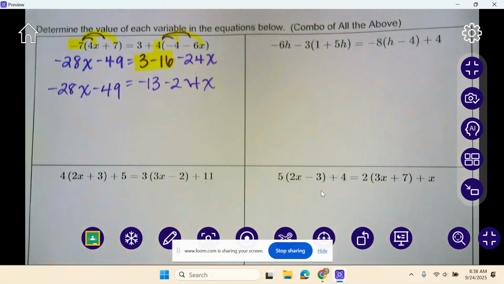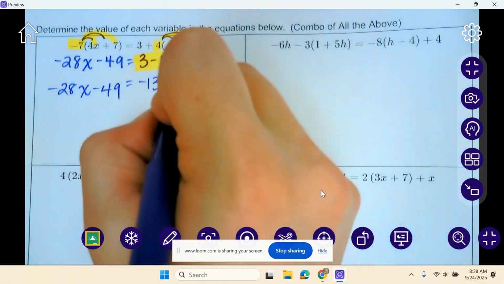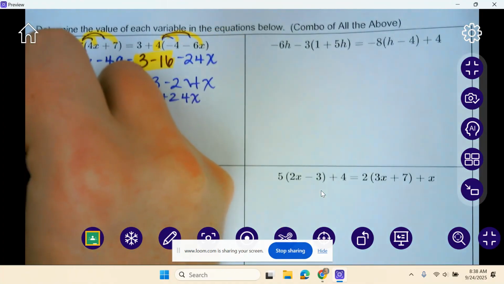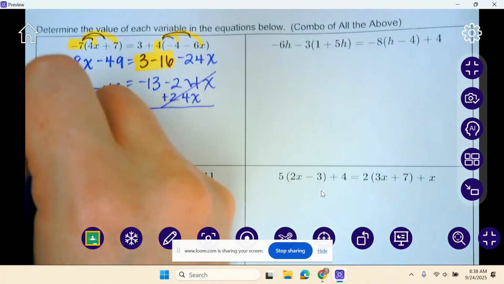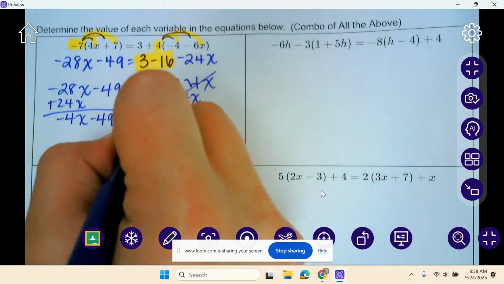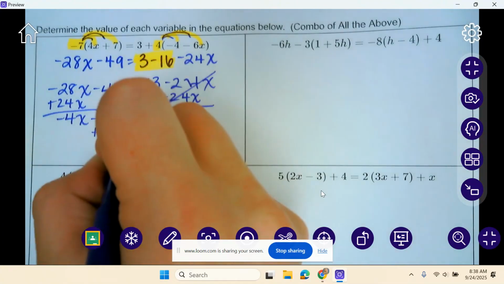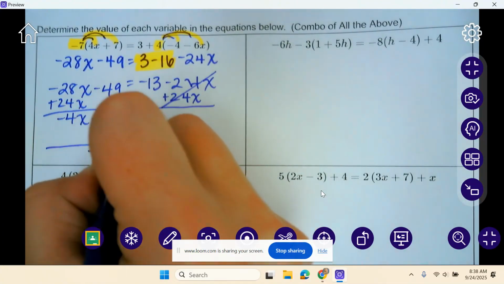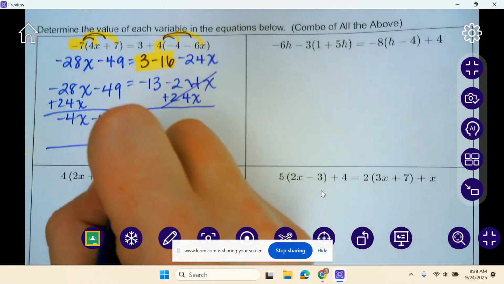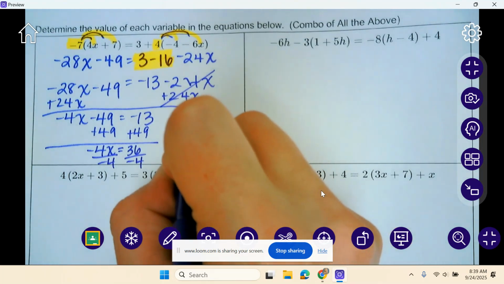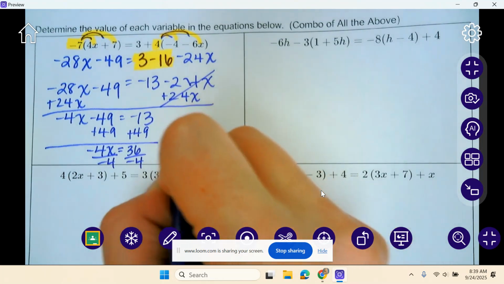Okay, next step, we're going to move the variable. So I'm just going to move the one on the right. Cancel. We get -4x minus 49 equals -13. We're going to add 49 on both sides. -4x equals 36. Divided by -4. X is equal to -9.